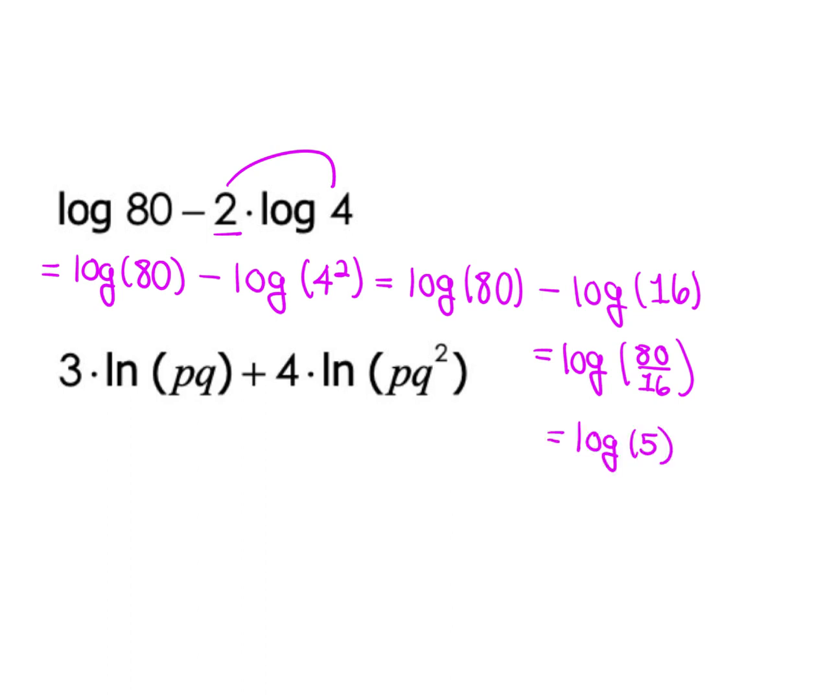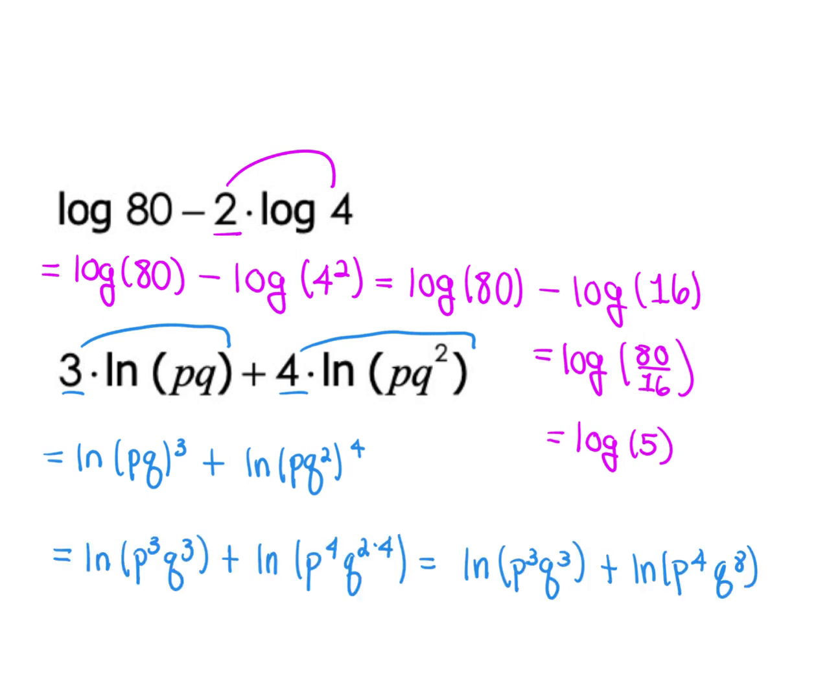Now we have 3 times ln of pq plus 4 times ln of pq to the second power. So we're going to bring the 3 to be the exponent and 4 to be the exponent using the power rule, which will be ln of pq quantity cubed plus ln of pq squared quantity to the 4th power. So that'll be ln p to the 3rd q to the 3rd plus ln p to the 4th q to the 8th. And then we can use the product rule. So we have ln of p to the 3rd q to the 3rd, p to the 4th q to the 8th, which is ln of p to the 7th q to the 11th.